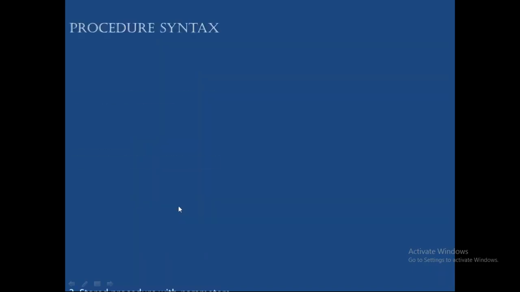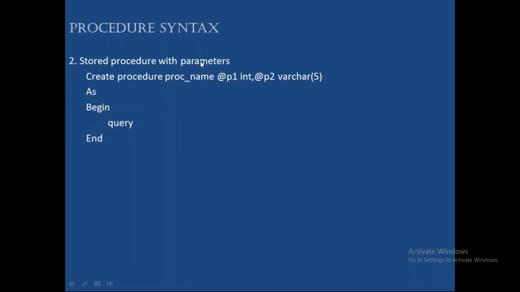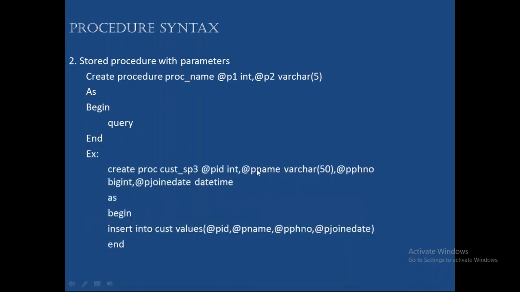How to define the parameterized stored procedure? You know, a stored procedure with parameters: create procedure, procedure name, P1 int, P2 varchar as begin, query, end. So these parameters I'm using here to insert the records into the customer table. See, first create procedure, procedure name, 1, 2, 3, 4. Total 4 parameters I have taken. Those 4 parameters I'm using to insert the records into the customer table.